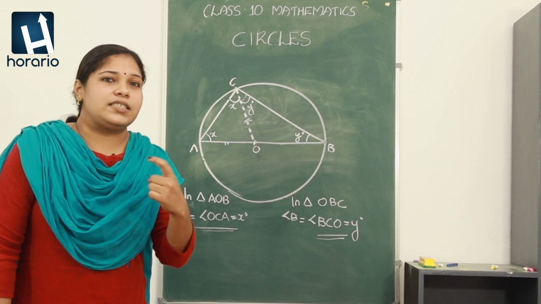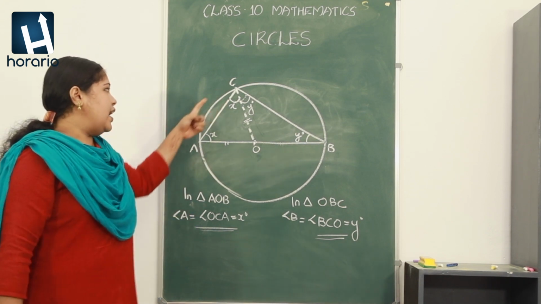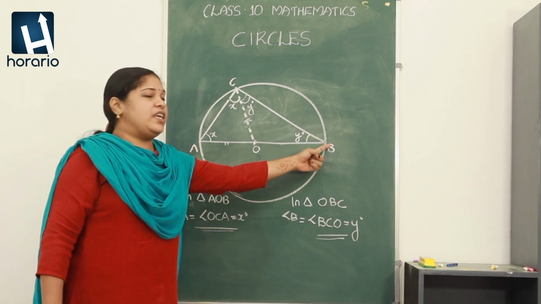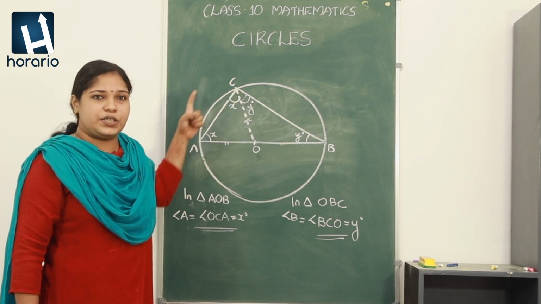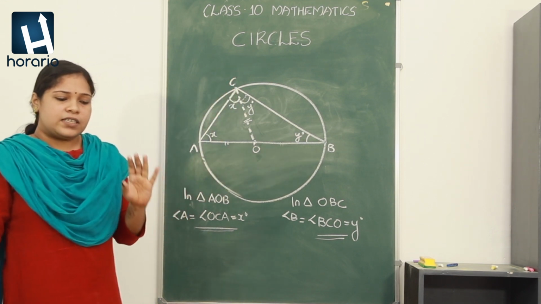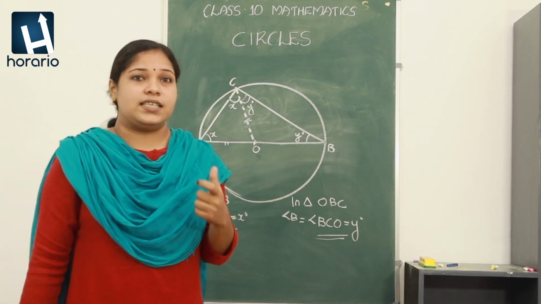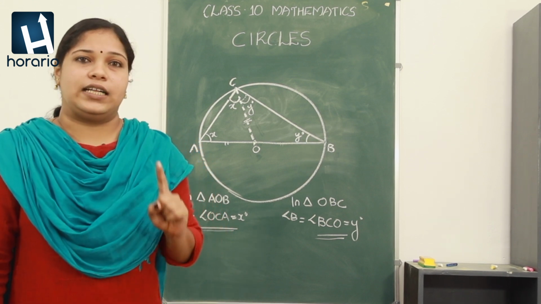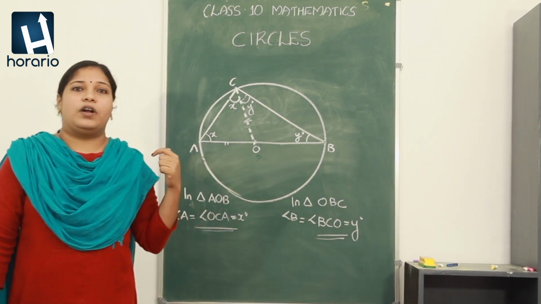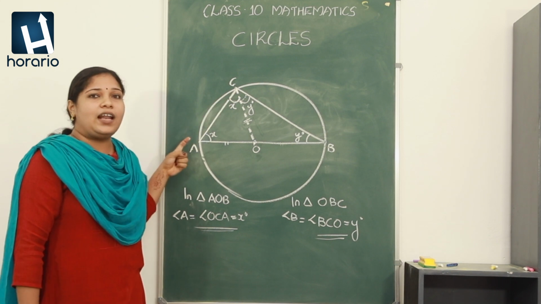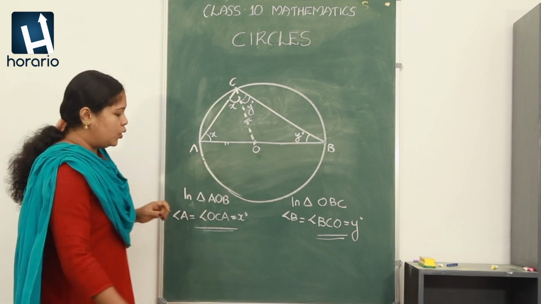Now let us consider triangle ABC. We have learned in our previous classes that the sum of all angles in a triangle is equal to 180 degrees.